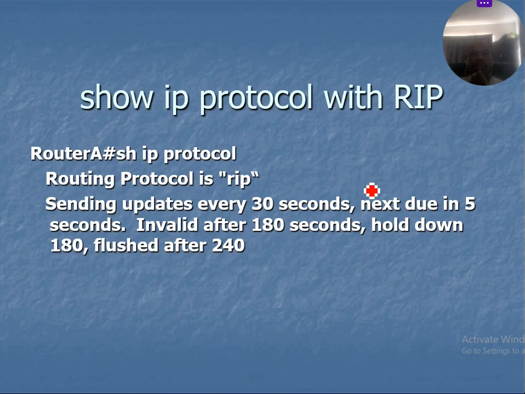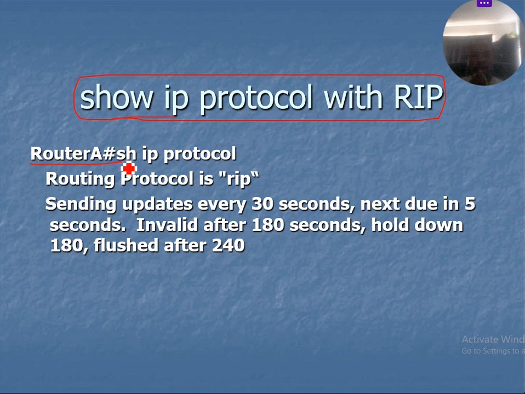Okay, let's move on. Now let's go to how to show IP protocol. We've already shown the command for configuring the RIP protocol, but how to display it? After you've typed it, you want to see what you've typed. So what is the command that you need to type on the command line interface in order to display what is already configured?